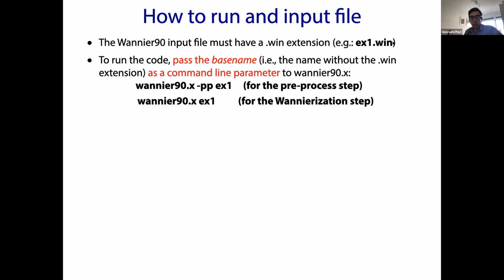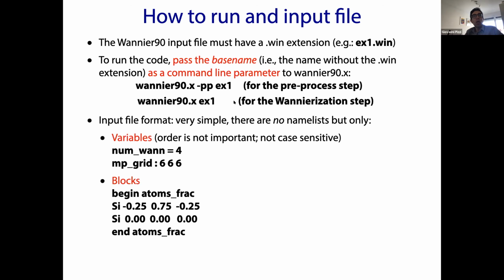And your file name has to end with .win, you can either write x1.win or just x1. But the important thing is that your file has to finish with .win, which stands for Wannier input. The input format is even simpler than Quantum Espresso. There are no namelists, but just a set of variables in this format: variable equal to number or value. It's quite flexible. You can also use a colon instead of an equal sign. And for variables which require more than one number, you can just put them separated by space.